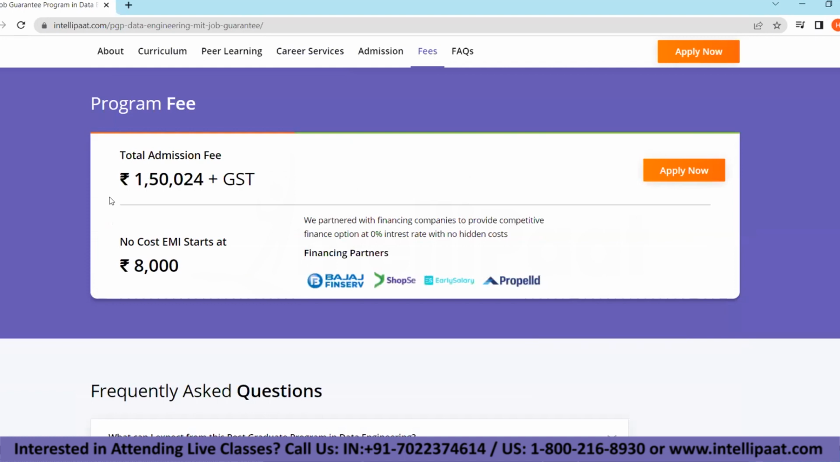Coming to the fee structure, the total admission fee is 1,50,000 plus 18% GST, which rounds up to close to say about 1,77,000 rupees. No cost EMI starts at 8,000. So of course we have very good scholarship options also available, but the scholarships are on first come first serve basis to our interested participants.